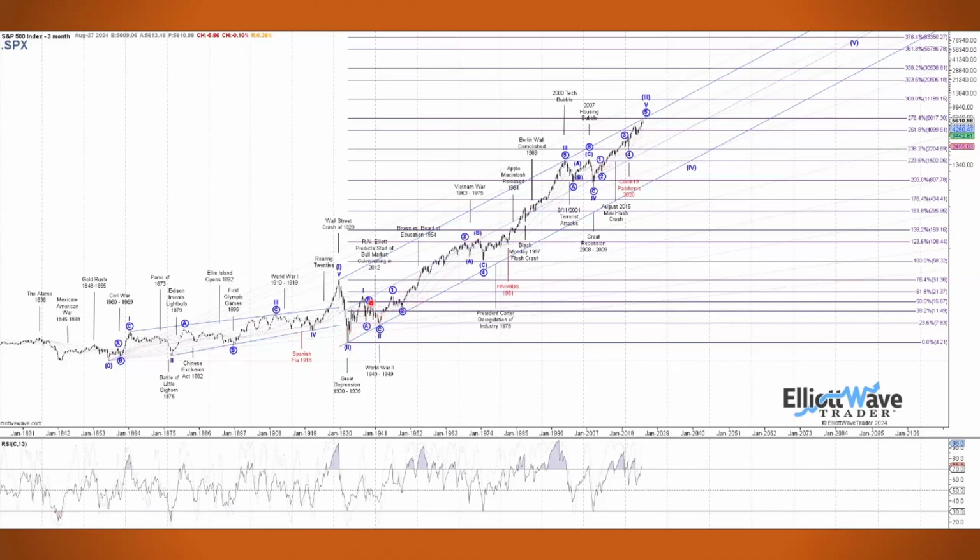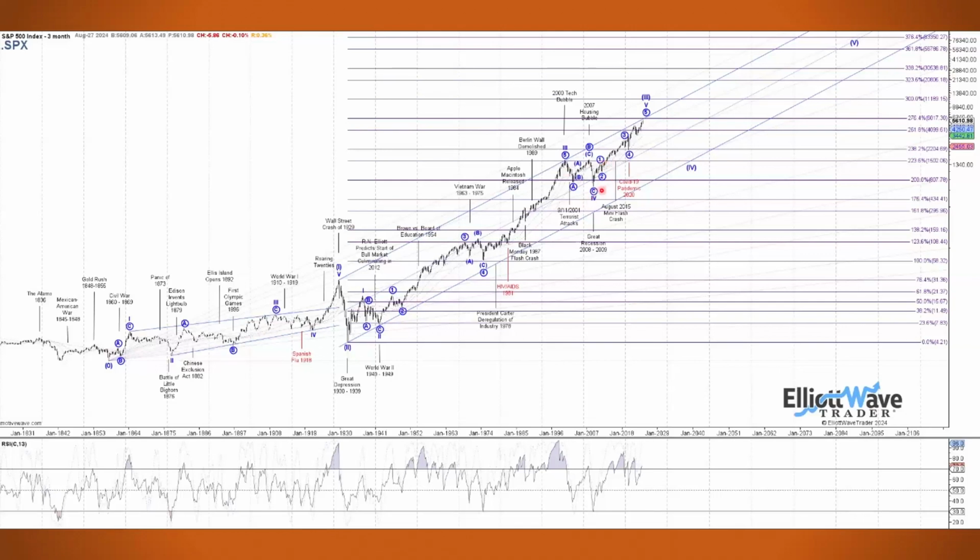We can count a cycle 1, 2, 3, 4, and 5 waves completing off of the Great Depression low, which is the supercycle wave 2, and that can be nearing completion of a supercycle wave 3, which allows for a pretty decent size consolidation, which would be at least one degree larger than the Great Recession of 2008.